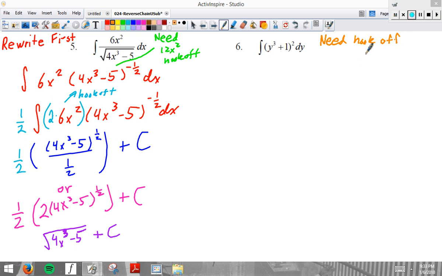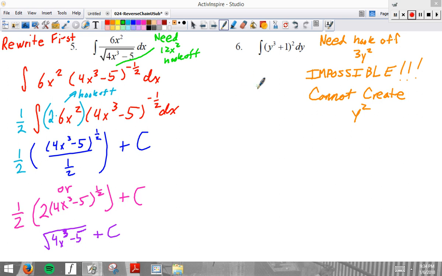The derivative of the inside would be 3y squared. But that's impossible. Exclamation marks. That's impossible. Cannot create y squared. Why can't I create y squared? So I'm going to go off on a tangent about this. This problem is going to have to be done another way.